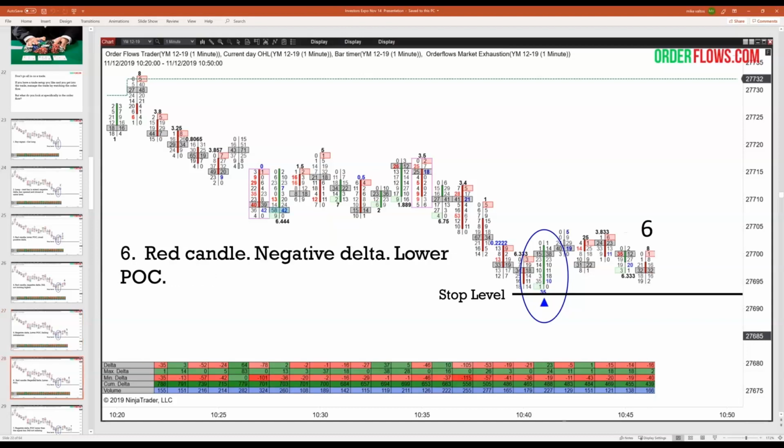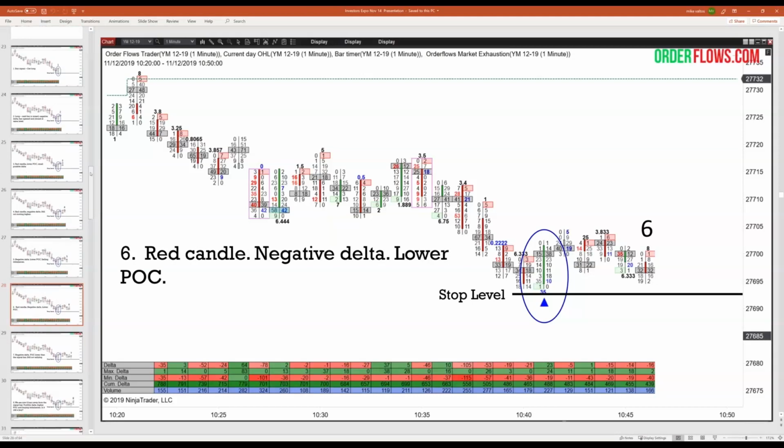Next bar comes in, another red candle. This market just can't go anywhere. To be honest, by this bar, if you're not out of this trade already, you really ought to be getting out, because this is the point where you're going to be sitting around thinking, oh, well, I know my stop level's here. I'll just let it go to my stop, take me out. No, you've got to get out.